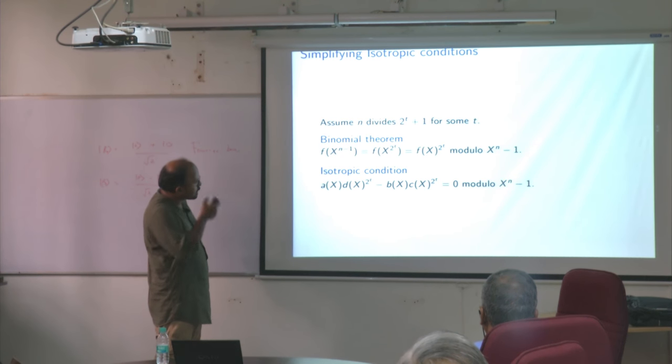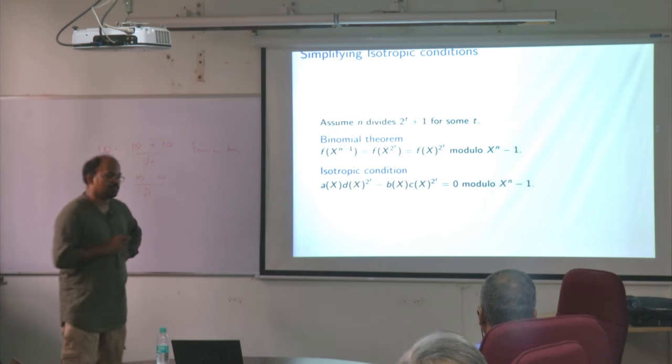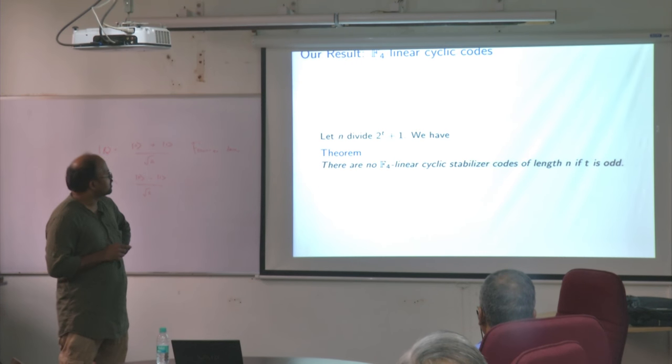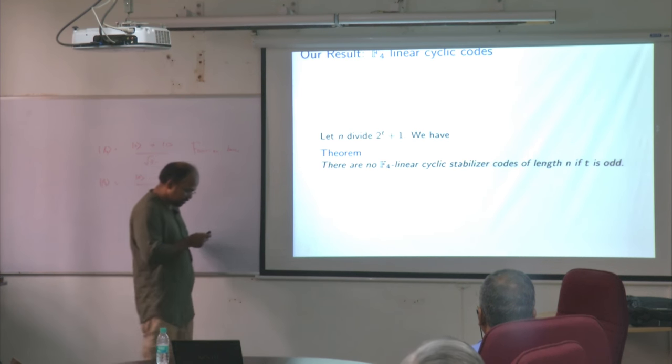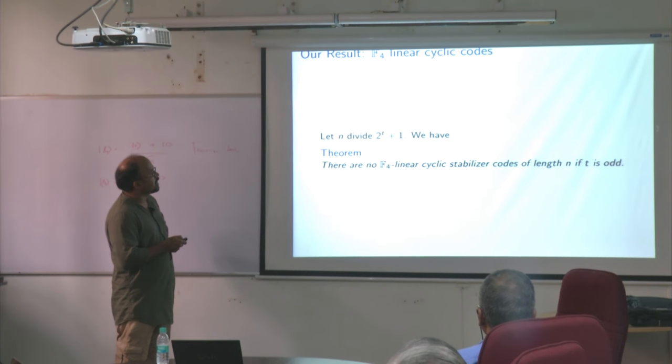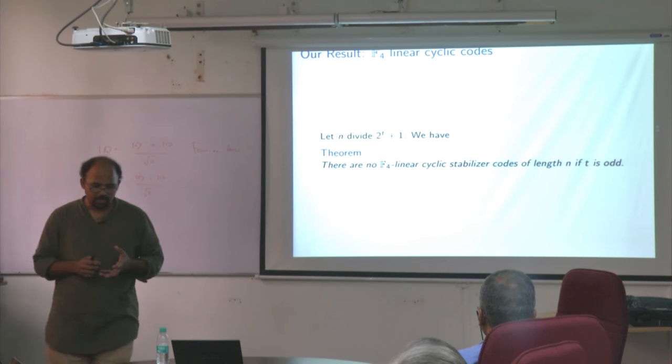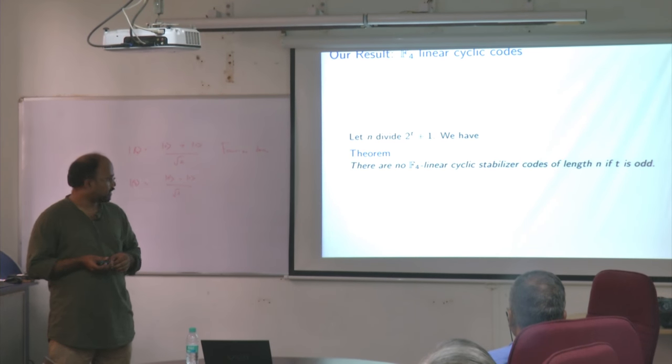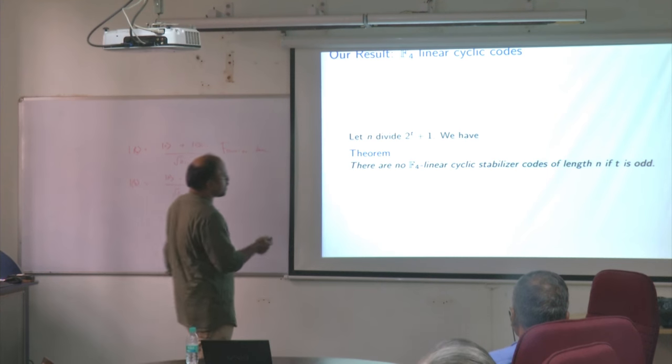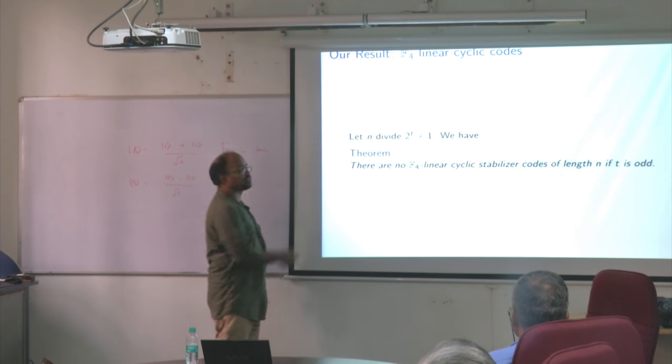So the isotropic condition then becomes Ax times Dx^(2^t) minus Dx times Cx^(2^t). So this is the simplification. For example, our results are the following. I'll just quickly go over this. If n divides 2^t plus 1, then there are no F4 linear cyclic codes. Remember, one way of constructing quantum codes is to look at F4 and construct codes over that. So you cannot do it, at least in the cyclic case, if n divides 2^t plus 1.